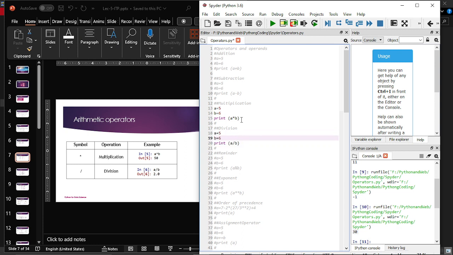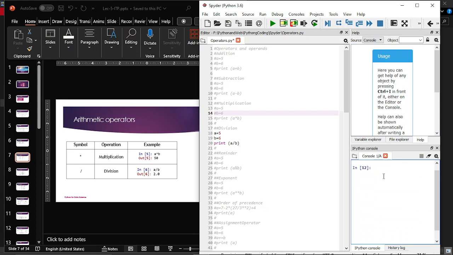I am always uncommenting the previous lines of code so there is much clarity, and I will also clear the console so that you can clearly see the output. So here I have cleared it. Now let us see the output. You see, 0.8 is the output.